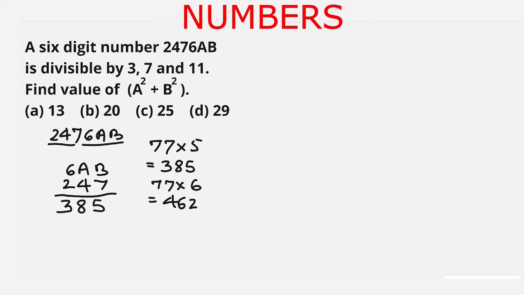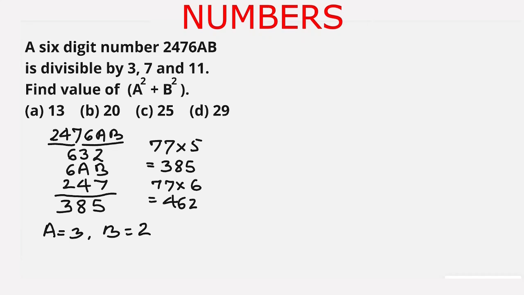Now we add 247 and 385 to get the exact digits of 6AB. 7 plus 5 is 12. We write 2 and carry 1. 8 plus 1 is 9 plus 4 is 13. We carry 1. 3 plus 1 is 4 plus 2 is 6. It means that 6AB is 632, giving the value of A equal to 3 and B equal to 2.